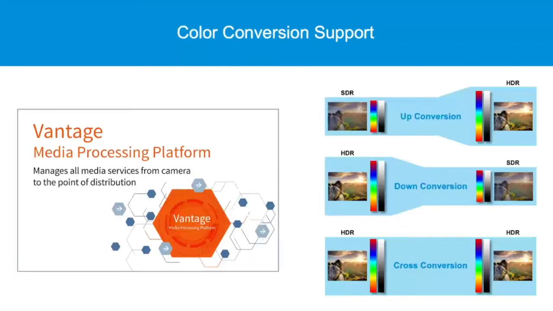Sure. So Vantage supports all sorts of color space conversion, along with conversions from different gammas or transfer functions using different color primaries with different ranges or bit depths. As you can see here, we support SDR to HDR up conversions, HDR to SDR down conversions, and cross conversions between different HDR color spaces, transfer functions, and gamuts.